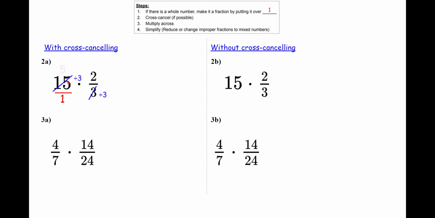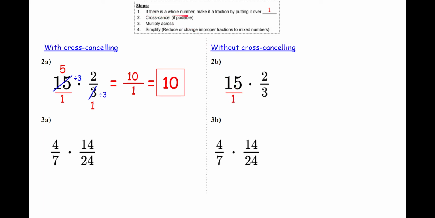And 15 divided by 3 is 5. I'm going to write it right above. And 3 divided by 3 is 1. And I'm going to write that right below. Now, can we cross cancel or reduce 1 and 2? No. 1 and 5? 2 and 1? No. All right, so let's prepare our answer. 5 times 2, that is 10. 1 times 1, that's 1. And can we simplify this? Well, 10 divided by 1 is just 10. So that's our answer.